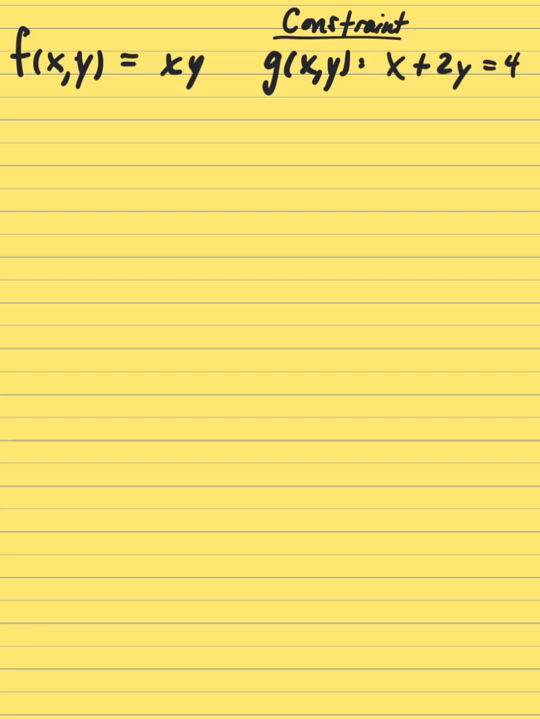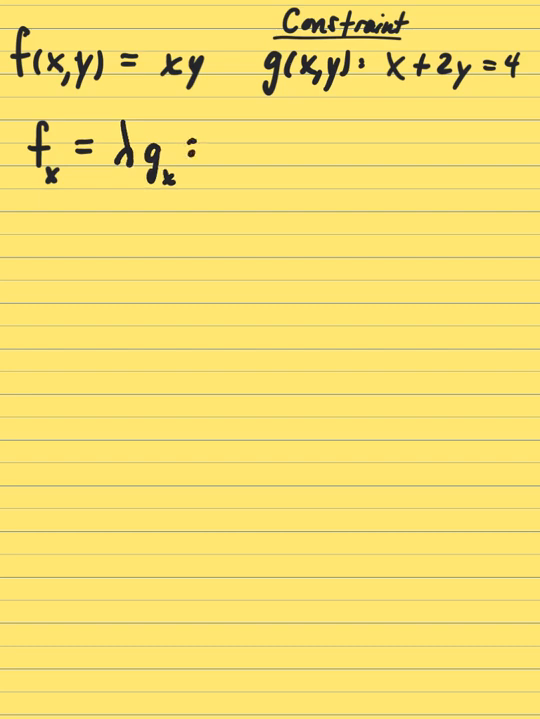The g of x y represents a constraint. So what we're going to do is start this off by taking function f, its derivative with respect to x, and setting that equal to lambda, which is the Lagrange multiplier, times the constraint having its derivative taken with respect to x as well.